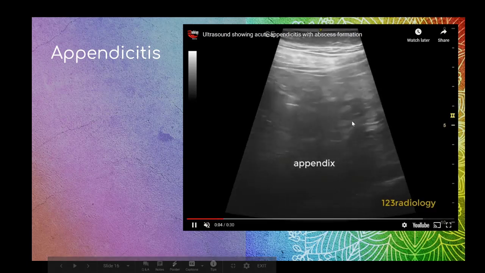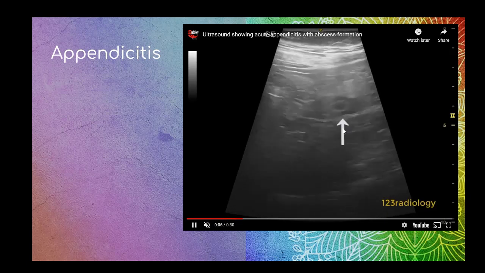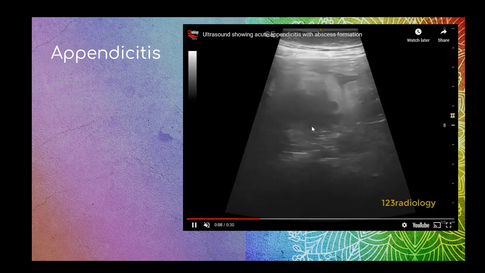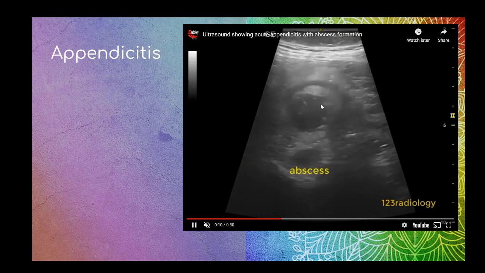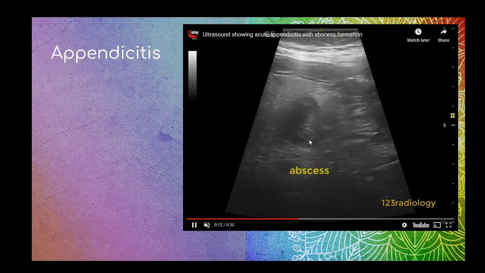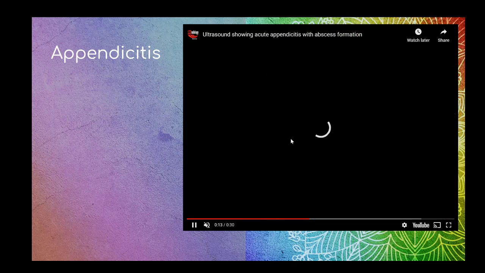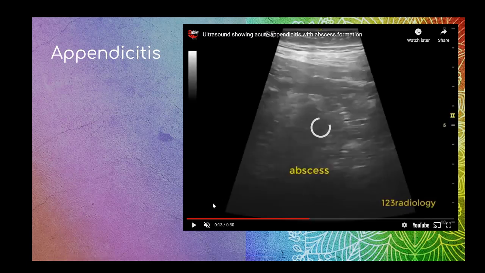There goes the appendix. They're in transverse right now. And then they kind of start to follow it down into this abscess. So this is just a really junky looking area here. And that should be right at the tip. It's most likely a ruptured appendix.